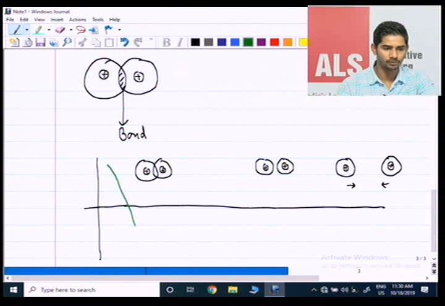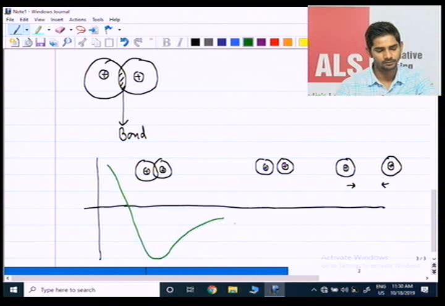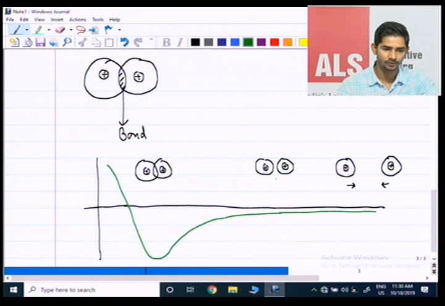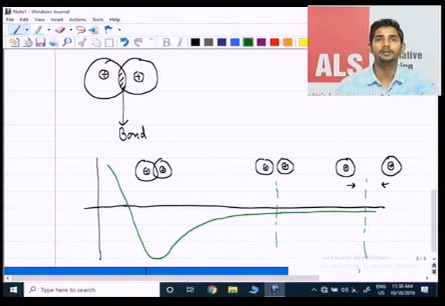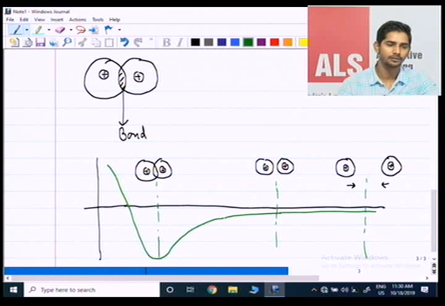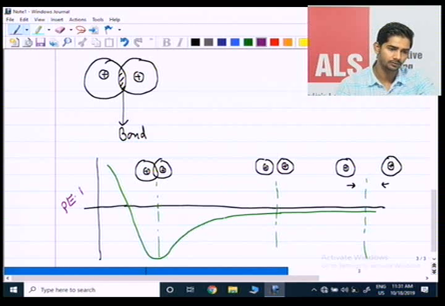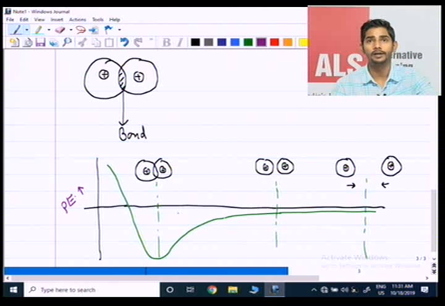If I talk to you about the graph, it looks like this. This is your internuclear distance. See, here internuclear distance is minimum. This is your potential energy here. You can find out that the potential energy is minimum.